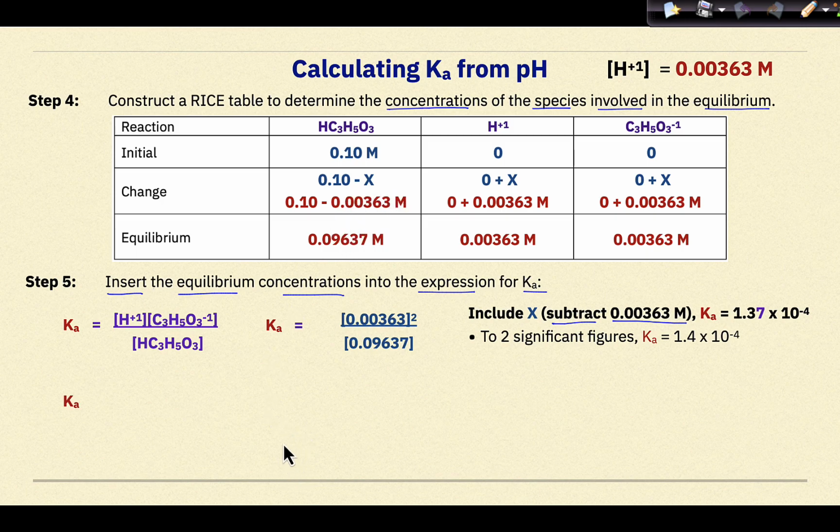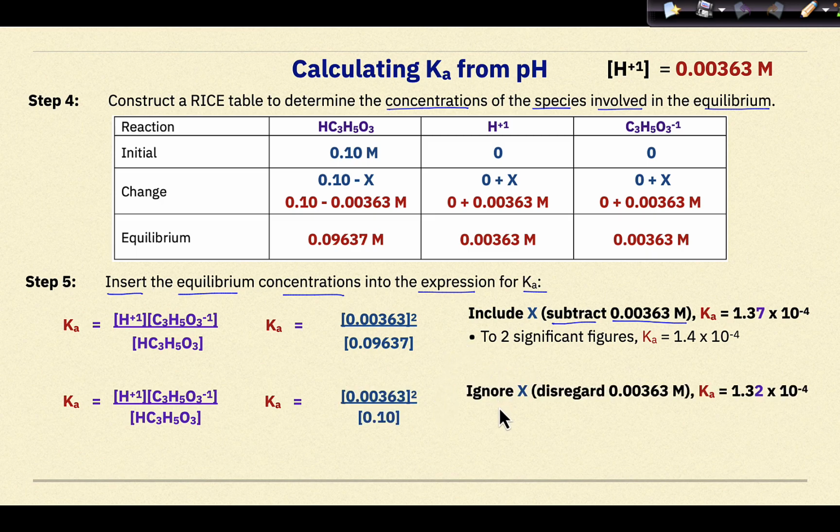So we would have Ka is equal to our equilibrium expression. Then we have Ka is equal to, and then we'd plug our values in here, with the exception of we're just going to use the value of 0.10 in this scenario in disregarding this X value right here. In this case, like I stated before, we're ignoring the X. So we're disregarding the 0.00363 molar, and our calculated Ka is 1.32 times 10 to the negative 4. To two significant figures, the Ka value is 1.3 times 10 to the negative 4.